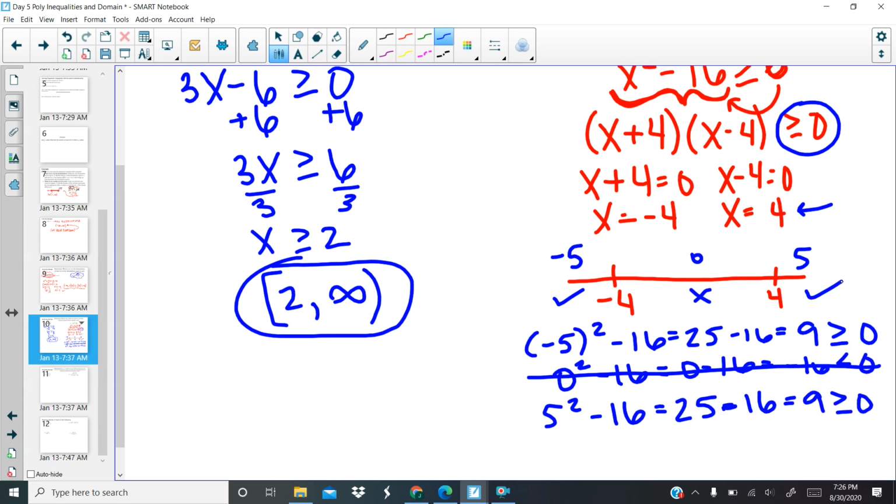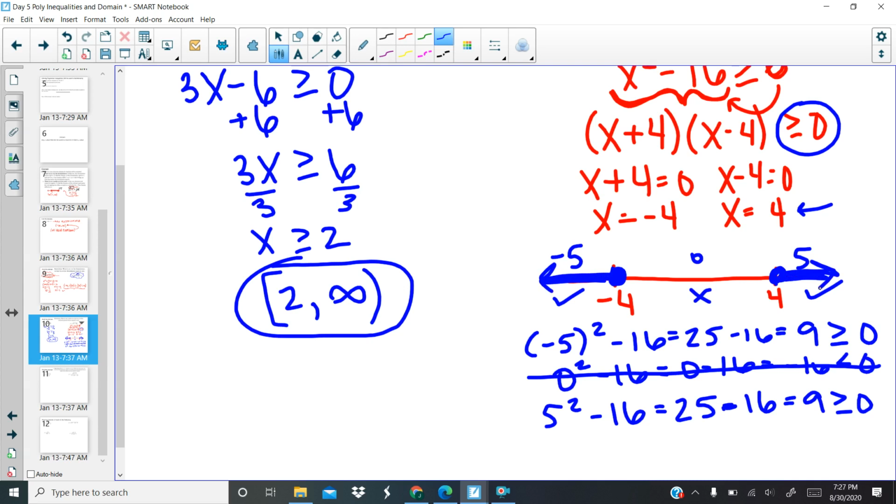Now anywhere that we put a check mark, that means we want that interval in our domain. And since it's greater than or equal to, we want -4 and +4 as well. So we're going to shade the areas that we have a check mark.